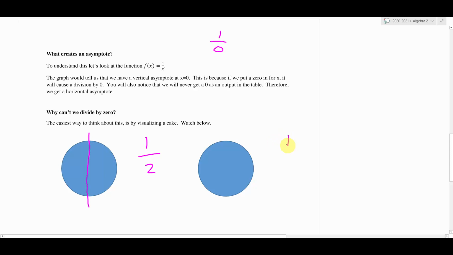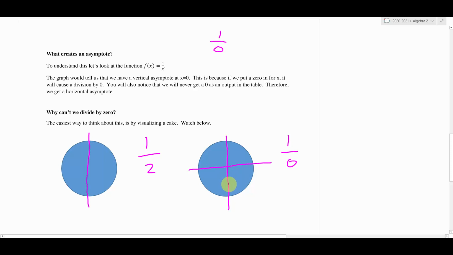Well, what if I did 1 divided by 4? That would mean I'm going to cut the cake into 4 equal pieces. 1, 2, 3, 4. But now let's say instead of a 4, I put a 0 there. How can I take one whole cake and cut it into 0 pieces? You can't. It doesn't make any sense. There's no way to take a knife and take an entire cake and cut it into nothing.